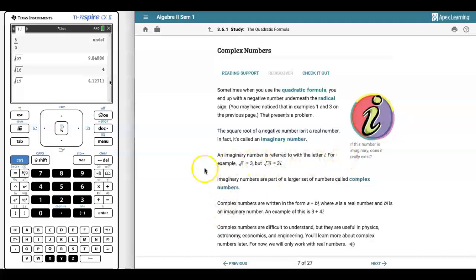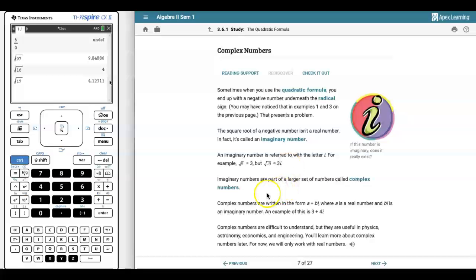So, for example, if I have the square root of 9, we know that's 3, right? 3 times 3 gives me 9. But if I'm trying to take the square root of negative 9, nothing multiplied together is going to give me a negative 9. So when I take the square root of a negative number, I act as if that negative's not there. So the square root of 9 is 3. And then since it's negative, I add this little i, which stands for imaginary. So it gives me that imaginary number.